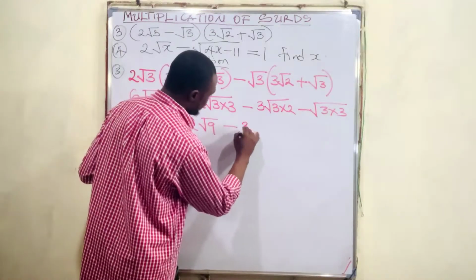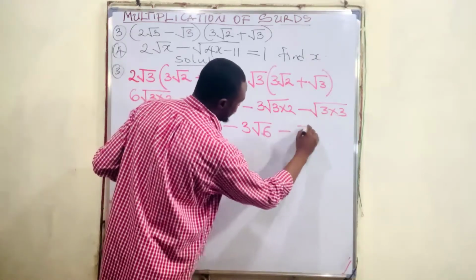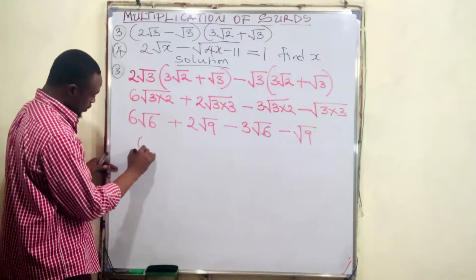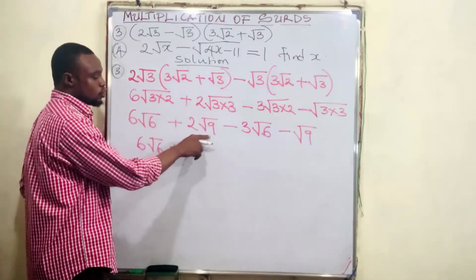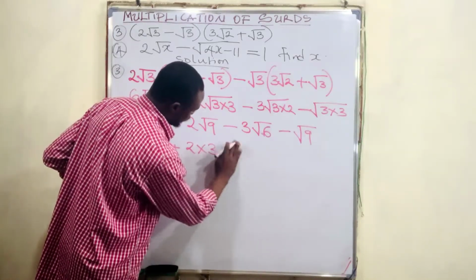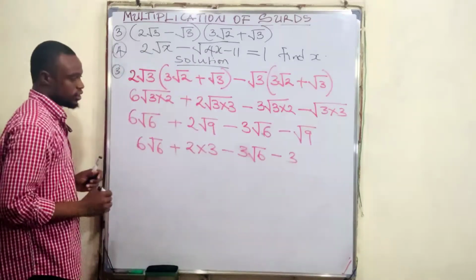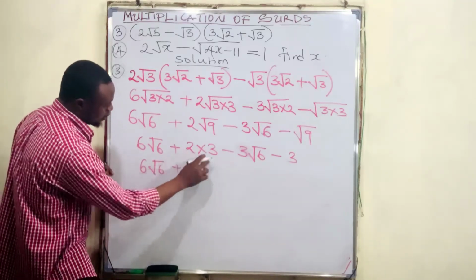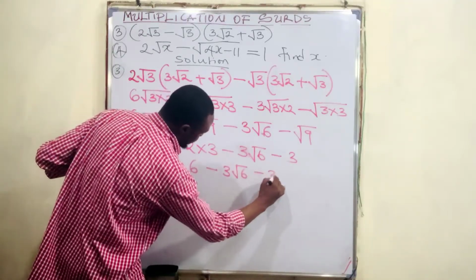2 times 3 is 6. So we have 3 with the root of 6. 3 times 3 is 9. So we have root 9 there. Okay, so this is 6 root 6 plus, now root 9 is 3, so we have 2 times 3 minus, we cannot get root 6, so we just leave root 6 minus, this is 3. Okay, so finally we have 6 root 6 plus 2 times 3 is 6 minus 3 root 6 minus 3.